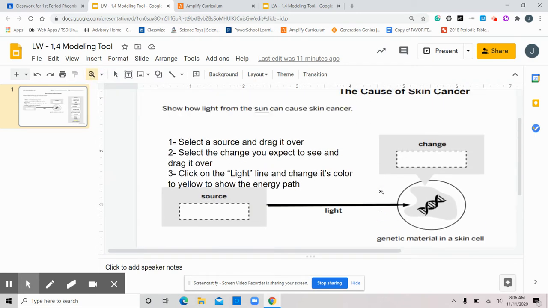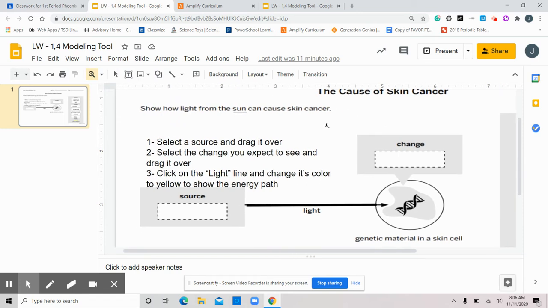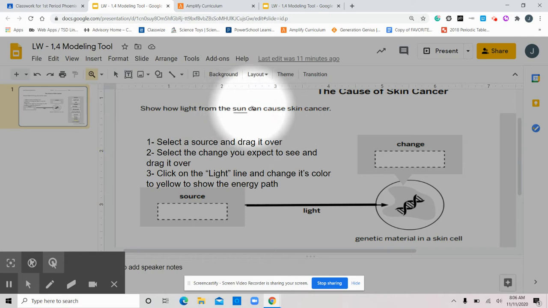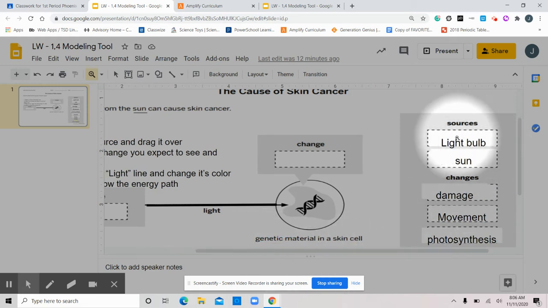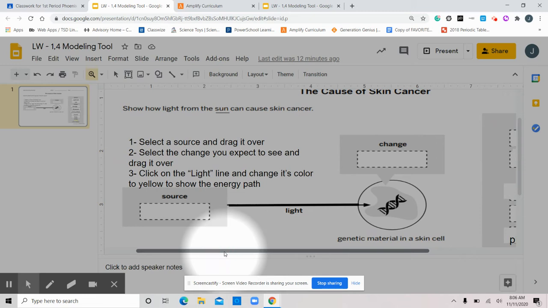That should work. So what we have here is a model, and what we are trying to do is show how light from the sun can cause skin cancer. So it's light from the sun causing skin cancer. And there's some instructions here for us to follow. Select a source and drag it over. So we have two sources. We have a light bulb and we have the sun. Remember, we are trying to show how light from the sun can cause skin cancer.